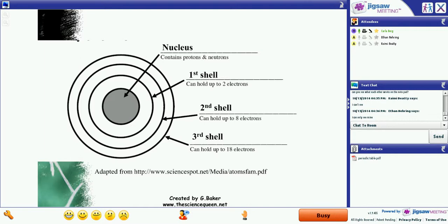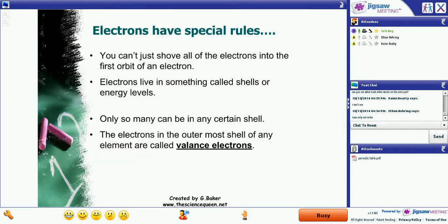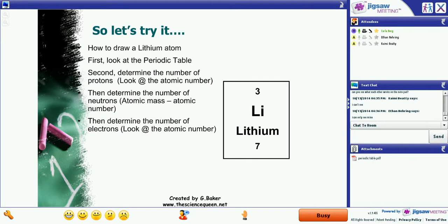So let's take a look at some special rules. Okay, you can't just shove all of the electrons into certain orbitals. You start at the beginning and you work your way out. The electrons on the outermost shell are called valence electrons. Okay, so we are going to try lithium, the same one that we just figured the atomic number out of.